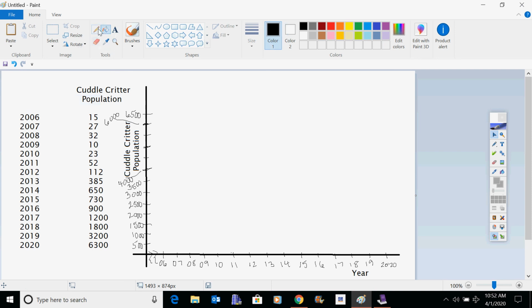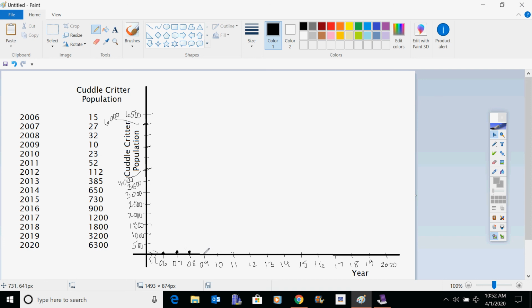I need to get a bigger dot here. All right, I want to put in some points here. So in 2006, there were 15 of them. That's a really small number, almost down to this mark right here. In 2007, there were 27, just a hair higher, but so close that you can't see. 2008, 32, just a hair higher. I probably have that too high even.